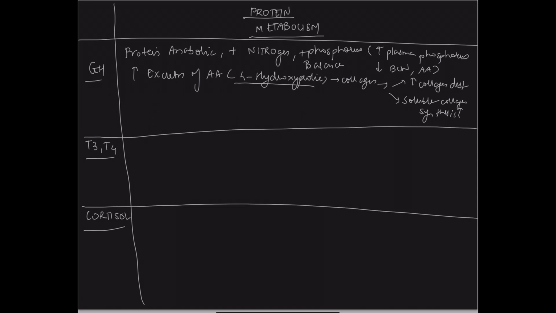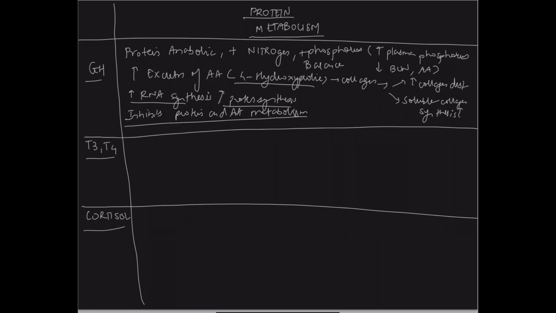Also, GH increases RNA synthesis. It also increases protein synthesis. But it inhibits protein and amino acid metabolism. It increases RNA synthesis, increases protein synthesis, and inhibits protein and amino acid metabolism.